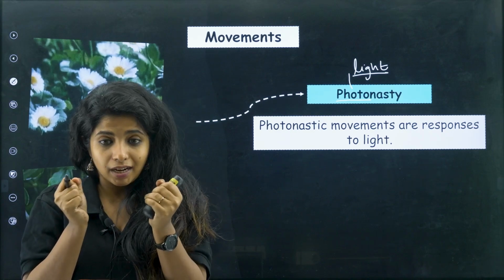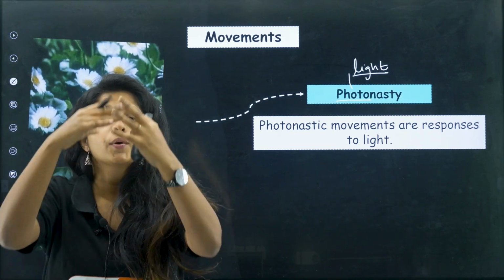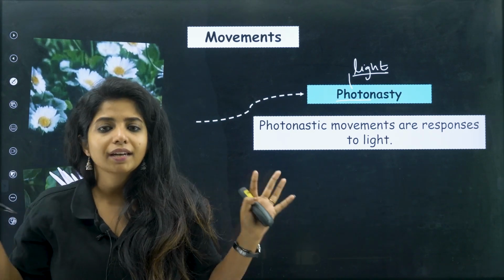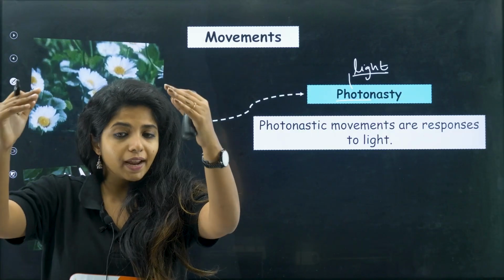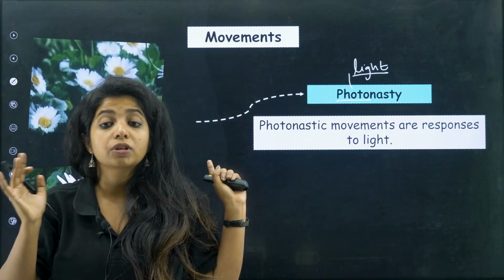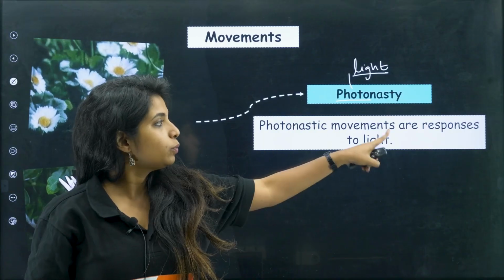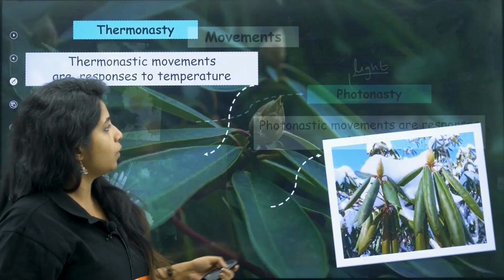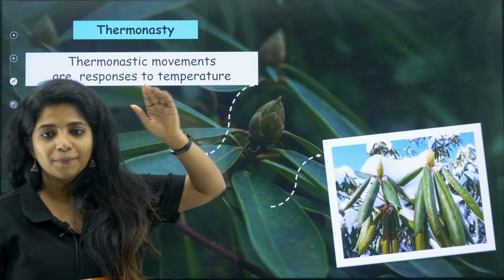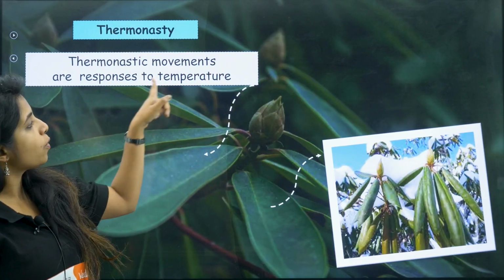So this again is not a growth movement. They are not growing towards anything. It is non-directional. It has nothing to do with the direction. But if there is light or if there is no light, they will show certain differences. So photonastic movements are responses to what? Light, children. Now you have the next, thermonasty. Thermonastic movements are responses to temperature.